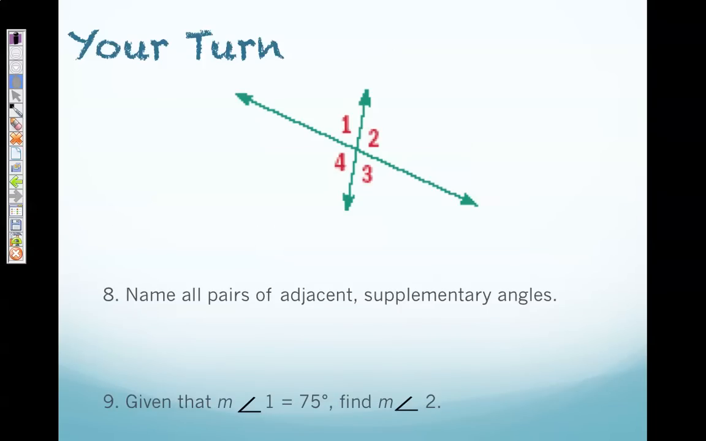And finally, for 8 and 9, for number 8, you're going to name all pairs of adjacent supplementary angles. And then for number 9, given that the measure of angle 1 is 75 degrees, what must be the measure of angle 2?